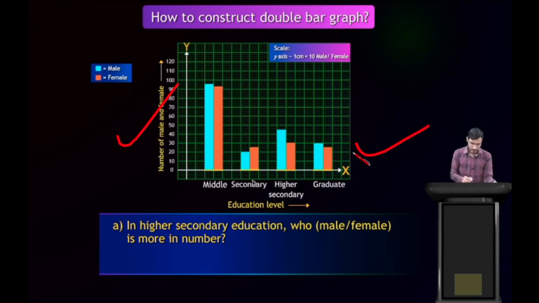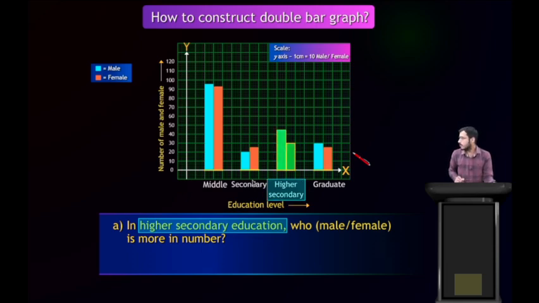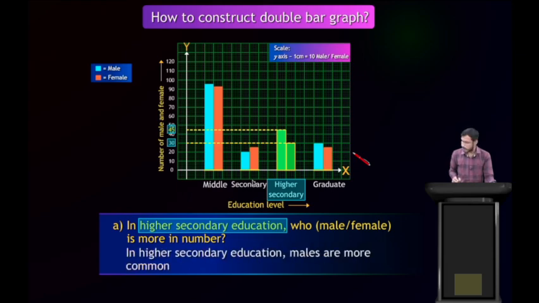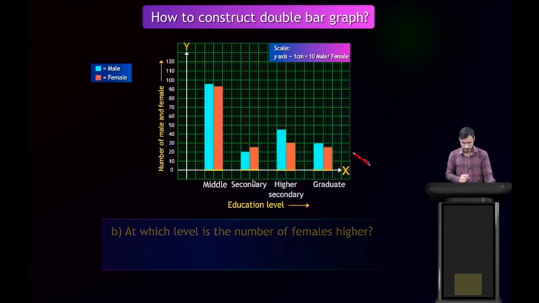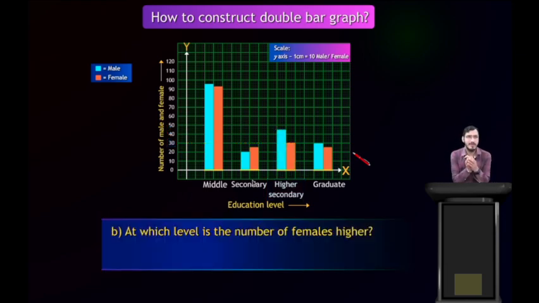In higher secondary education, you can see the number of males is more than the number of females. 45 and 30. So in higher secondary education, males are more common. Now the second question is, at which level is the number of females higher? Can you tell me?